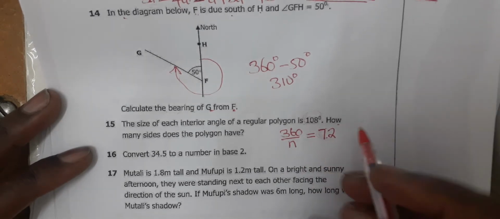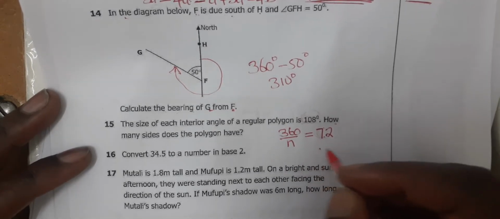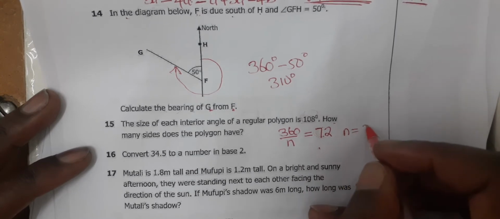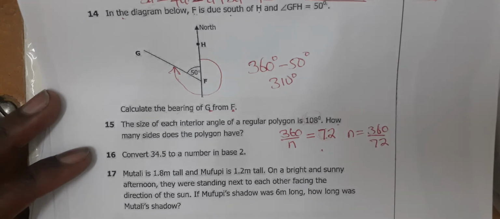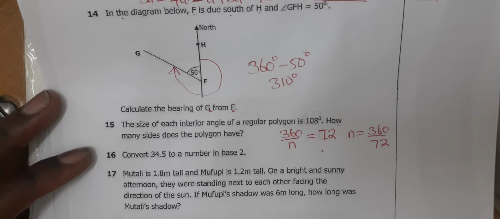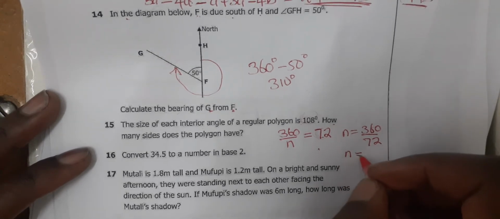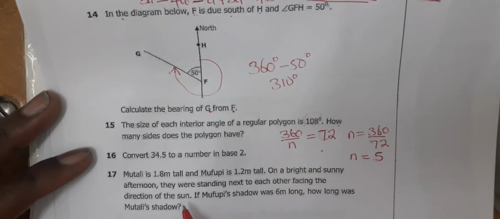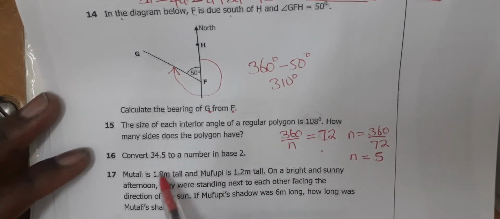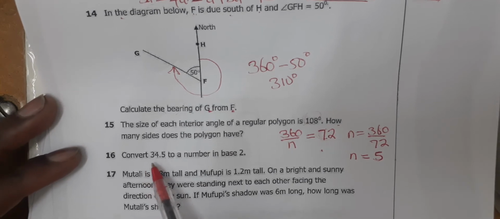Now when you go further, if you want to find n here, it will be 360 over 72. When you divide, what do you get? 360 divided by 72. This is going to give us n is equal to 5. That is the number of sides.